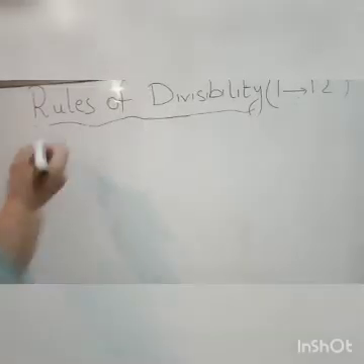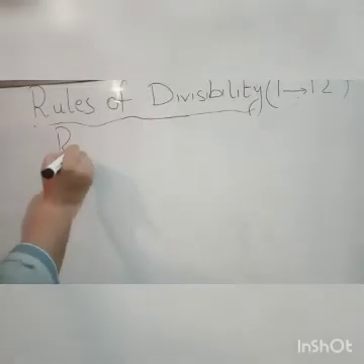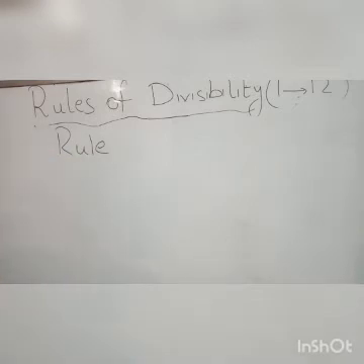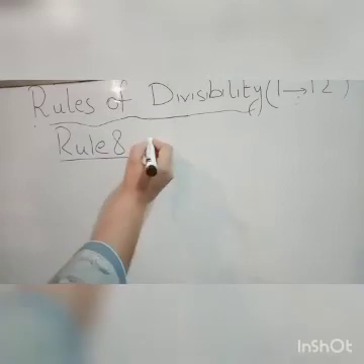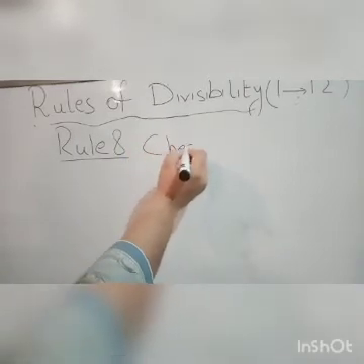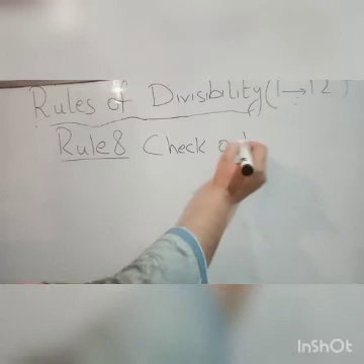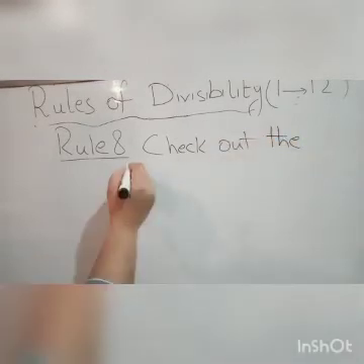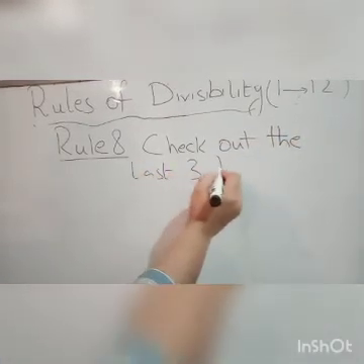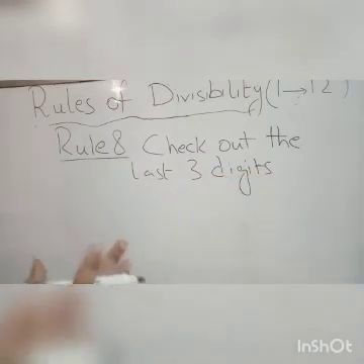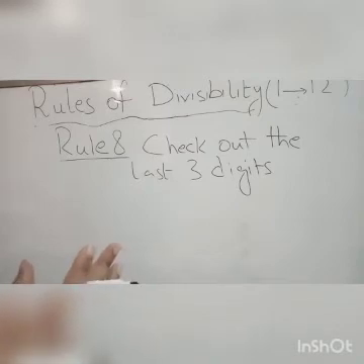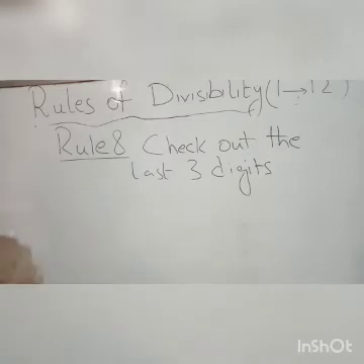Rule for 8. We are done with rules from 1 to 7 now. Rule for 8 I am discussing right now. Rule for 8 says that check out the last 3 digits of the number. And if those 3 digits as a whole are divisible by 8, then that number will be divisible by 8. So let's do one example.